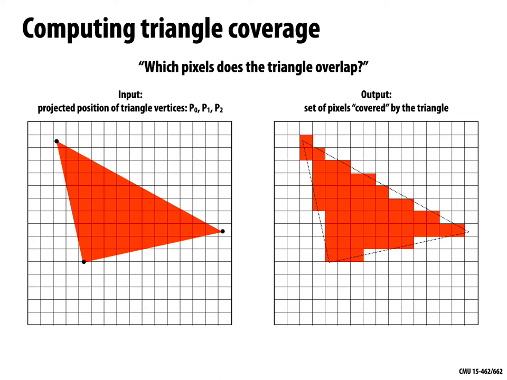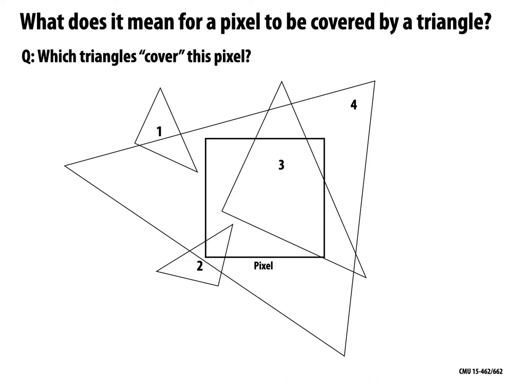To actually implement this stage of the pipeline, we need to understand a basic question, which is, what does it mean for a pixel to be covered by a triangle? If we really, really zoom in here, we just look at one big pixel in the middle. We could ask, which of these triangles cover the pixel? And what do you think? So we have triangles 1, 2, 3, 4. Which of these triangles would you say cover the pixel?